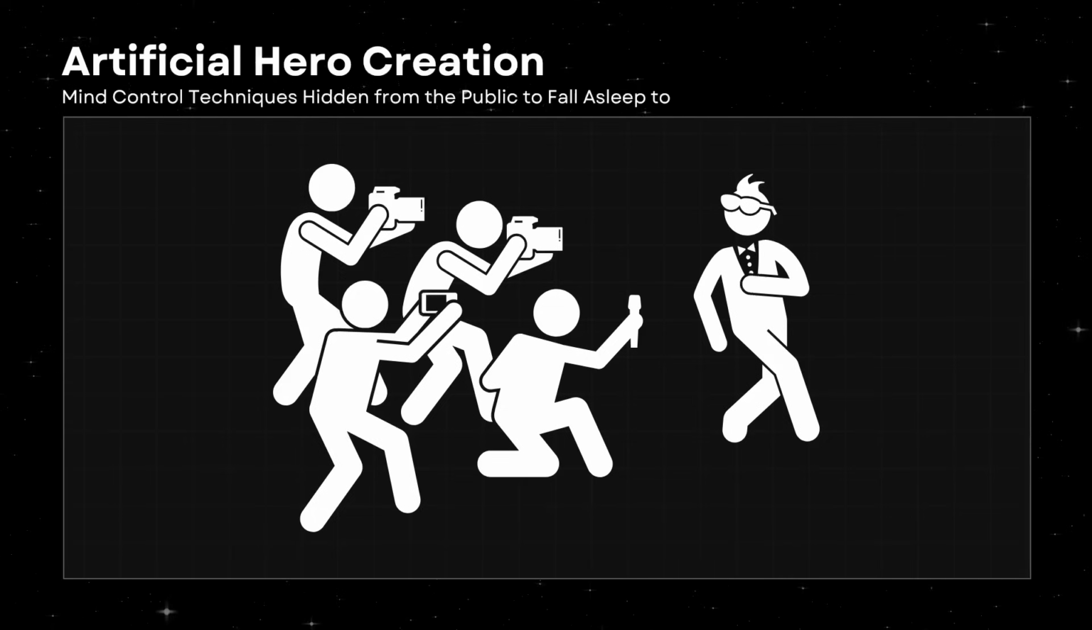This method depends on control of image. Any sign of weakness is hidden. If a mistake happens, it is denied, spun, or blamed on others. The hero must appear perfect. If a rival rises, they are attacked. The public is told to pick sides. Loyalty becomes proof of truth. Doubt becomes proof of disloyalty.